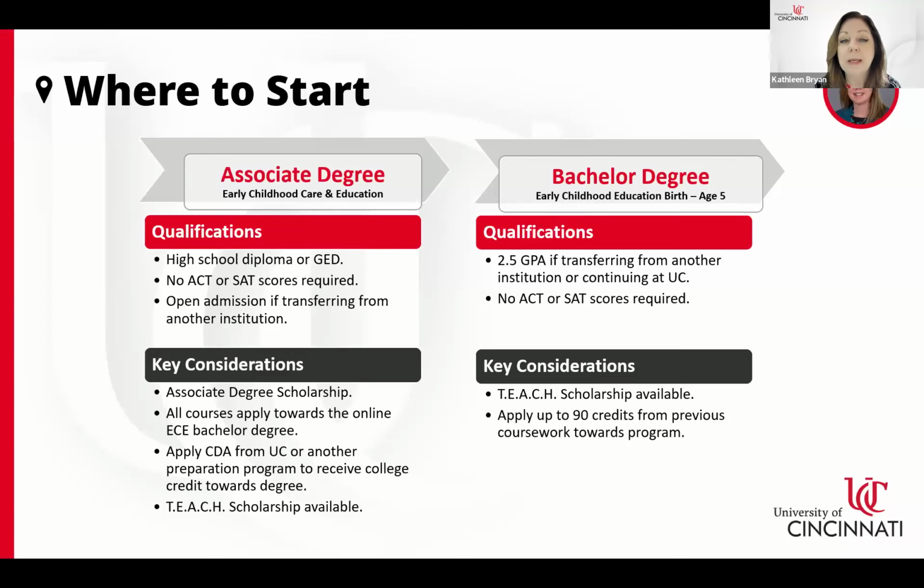Now, you might already have an associate degree or credits before coming to UC, and you're interested in the bachelor degree. You have to have a 2.5 GPA if you're transferring in. Again, we don't require any ACT or SAT scores. And the good news is if you have credits from another program, let's say you started off in nursing, you could apply up to 90 credits into the early childhood program.